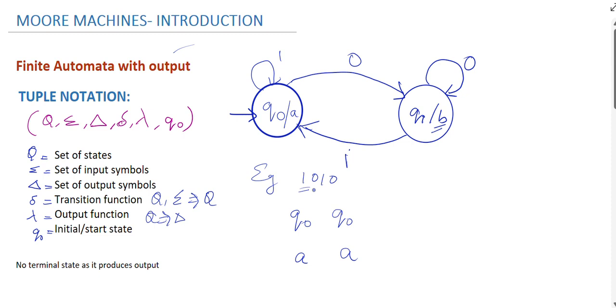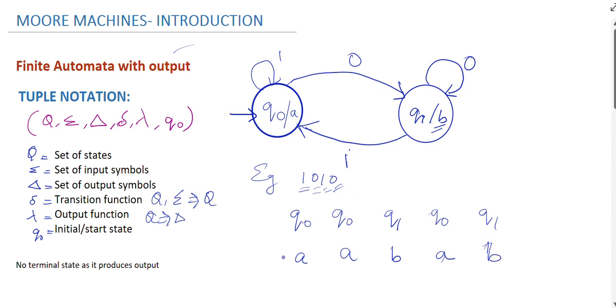So the next input is 0. So it will receive 0 and it will move on to Q1 with an output B. After that, it will take the next input 1 and it will move on to the next state Q0 and it will produce an output A. After that, the next input symbol is 0. So receiving 0, it will move on to Q1 and it will produce an output B.